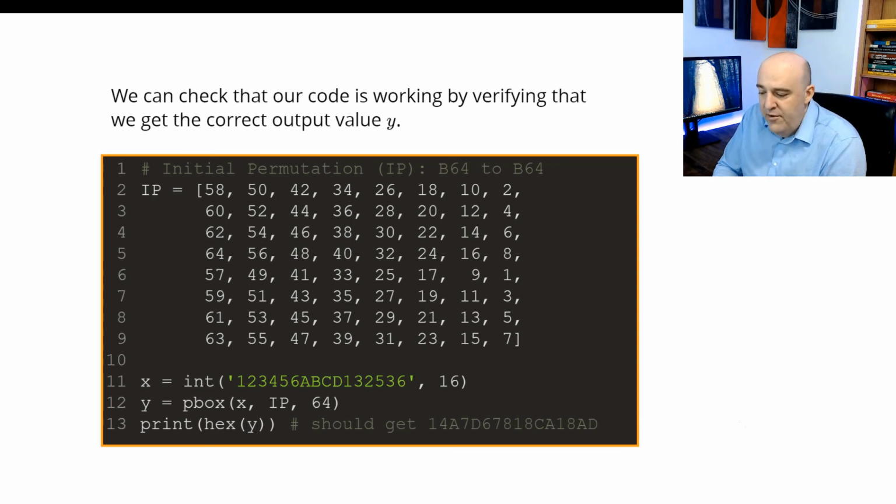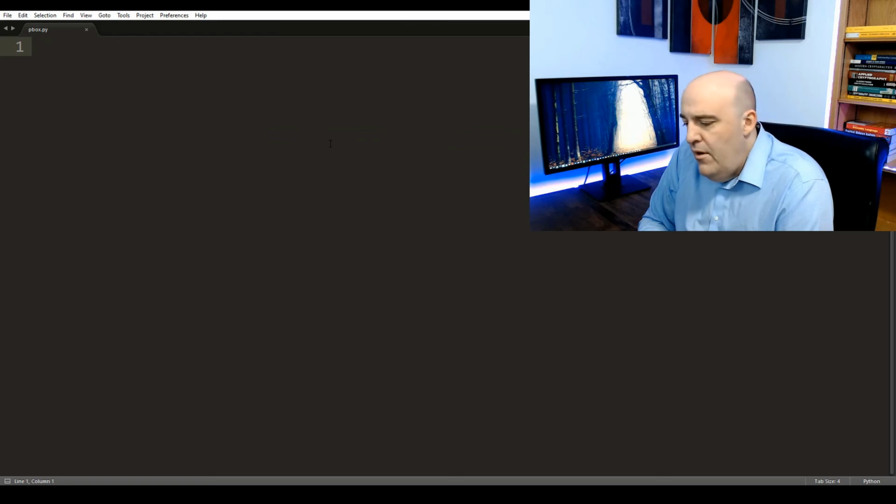And let's take X, our input value, to be the hex integer that corresponds to those sequences of hex characters. And the value of Y there is the output of the P box when I feed X into it. Notice I put 64 in as one of the parameters to the P box because that's the number of input bits. And then we're going to print off the hex value of Y. And what we hope for is that we get that 14A7D6 number that we saw. So let's type this in and see if we can make it work. All right, let's open an empty file and code this out and see how it goes.